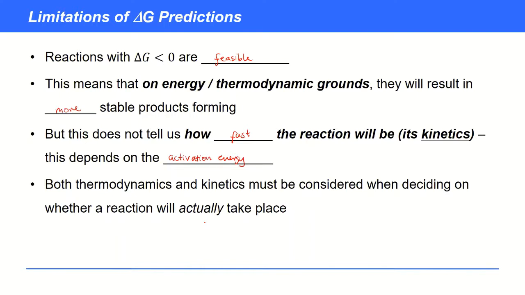So if you want to think about whether reactions will actually take place, you need to think about thermodynamics, you need to think about delta G, and kinetics, you need to think about activation energy in order to do that. Thermodynamics and kinetics.